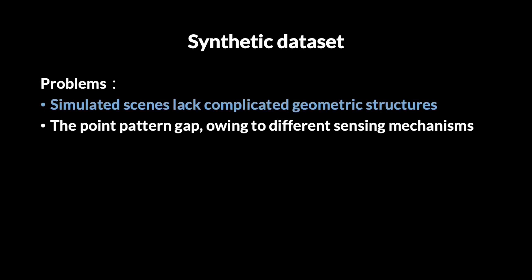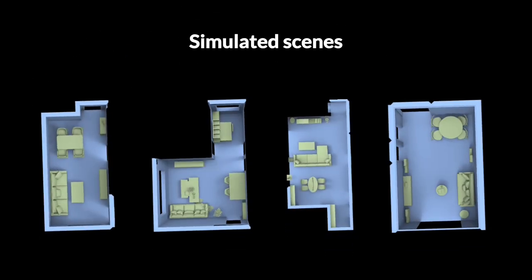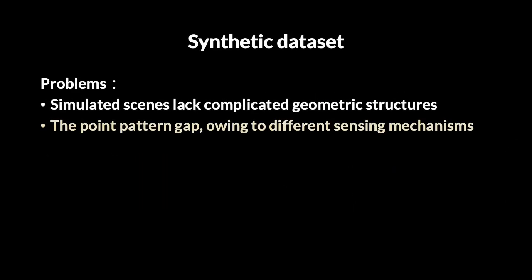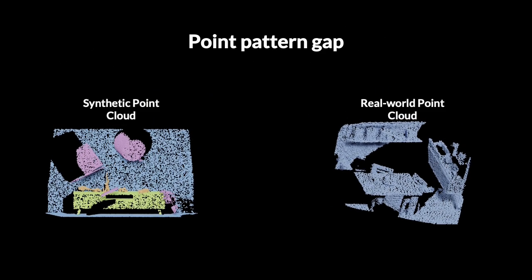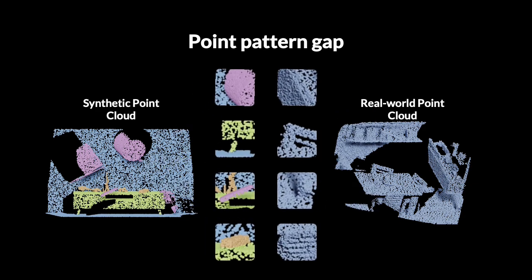However, it lacks complicated geometric structures, which are essential for training a robust feature descriptor. Second, the low-level distribution gap between simulated and real data. The feature descriptor is sensitive to this, such as point pattern difference and noise.